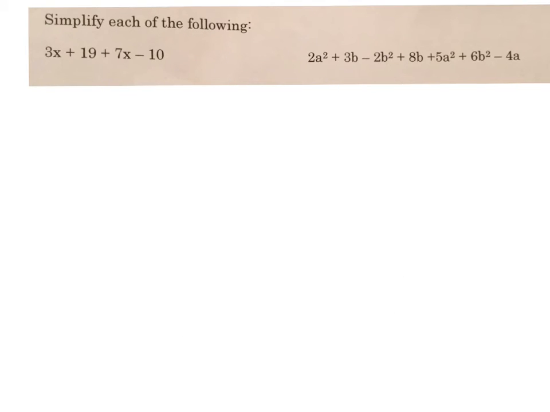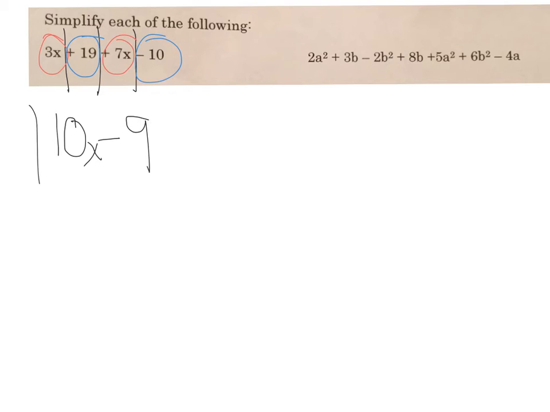Okay, on to some of my favorite types of problems, simplifying expressions. So remember we talked about a way to help us is to break apart into terms. So we're going to break each term up, and then we're going to circle like terms. I'm going to use different colors. So these two are alike, and those two are alike. So if I combine 3x plus 7x gives me 10x, oh, sorry, I forgot my x, 10x, 19 minus 10 would give me 9. So that would be the simplified version of that one.